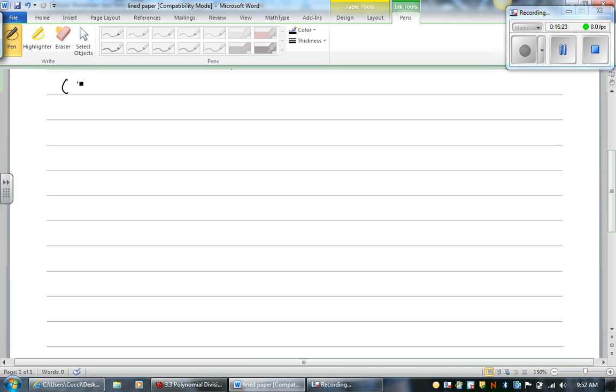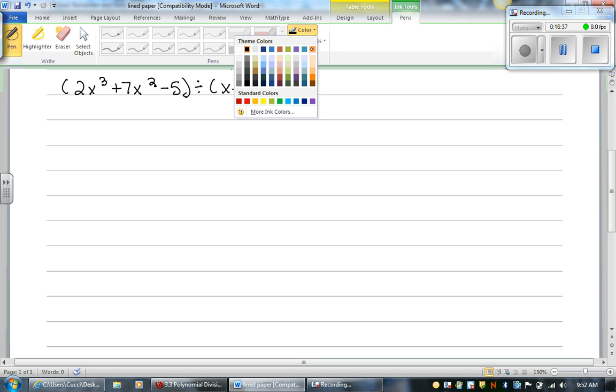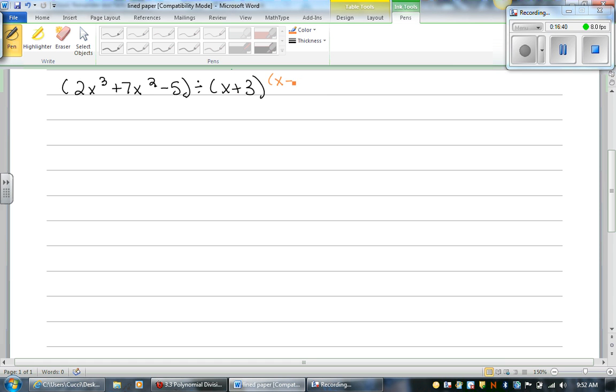Let's try 2x cubed plus 7x squared minus 5 divided by x plus 3. Okay. So the first thing you need to notice is when we're dealing with this, we said that we always want to use x minus c, right? So this doesn't look quite right. So really what this is, x minus a negative 3. So we know that our c value is actually a negative 3.